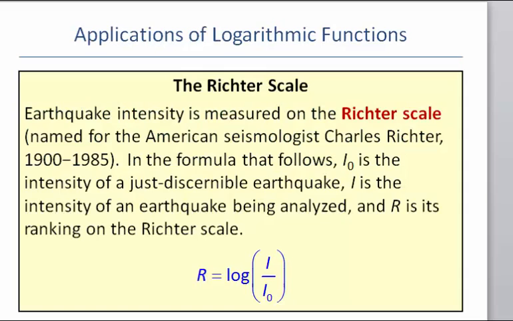All right, so another common application for logs is earthquake intensity and the Richter scale. In the formula, we have I sub 0, which is the intensity of a just discernible earthquake. I is the intensity of an earthquake being analyzed, and R is its ranking on the Richter scale. And so our formula is R is equal to log of I over I sub 0.